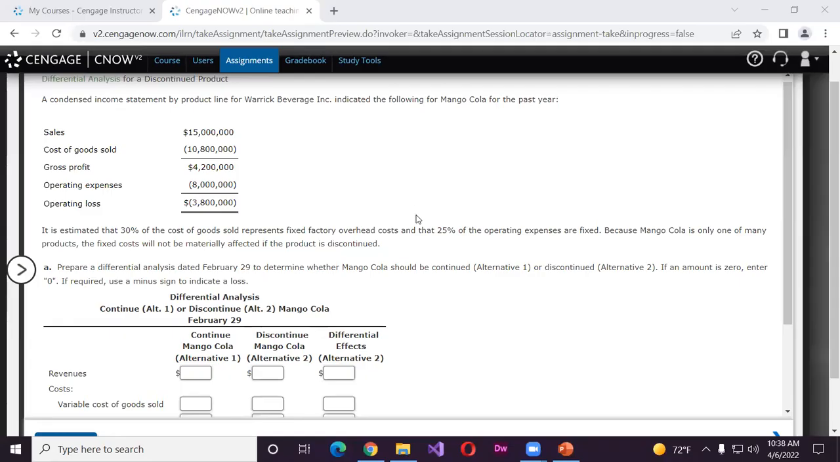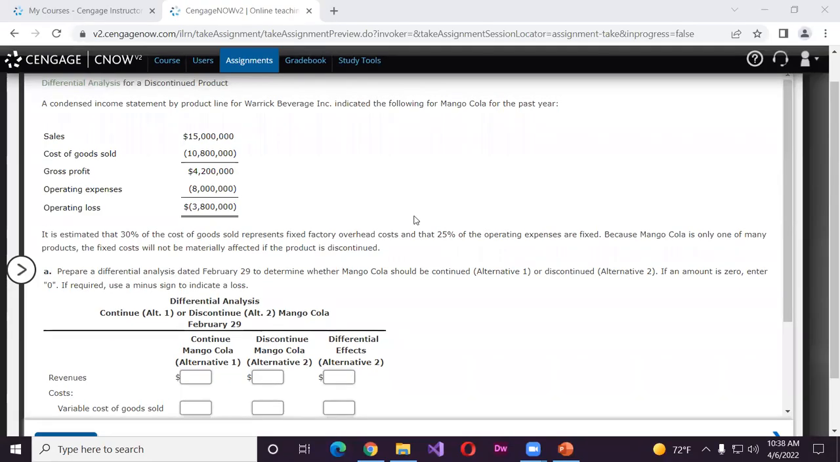All right. So here's our first one. It's a differential analysis for a discontinued product line. Okay. So here's our condensed income statement for Warwick Beverage Incorporated, and they're thinking about getting rid of Mango Cola. I know when Mango came out with Mango Pepsi or Mango, it was pretty darn good. So maybe they should keep it.